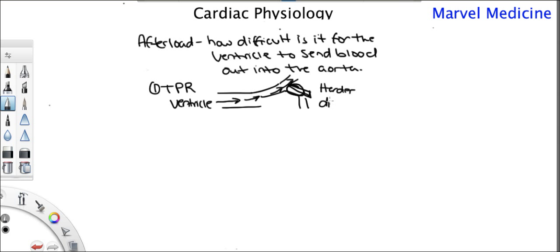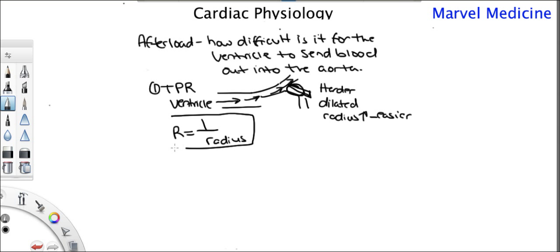Now, if they were dilated and their radius was bigger, would it be easier or harder? It would be easier to send blood through, right? Because you have a lot more room to send blood. Now, I'll make this a little more simple, because of that law that we have, I think it's Laplace's law, where we use resistance. Okay, resistance is equal to 1 over radius, to make it simple. This is a very, very important formula to know, okay? A lot of different concepts are really explained from this. Resistance is equal to 1 over radius.